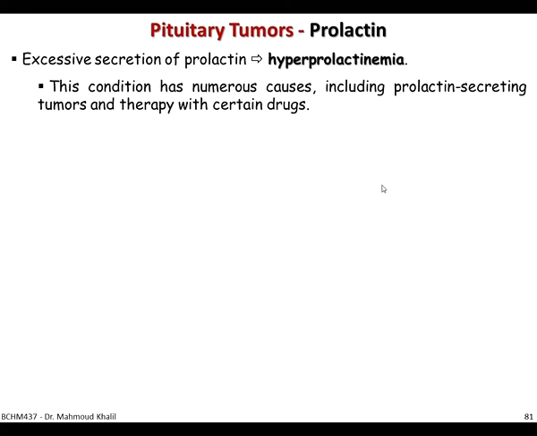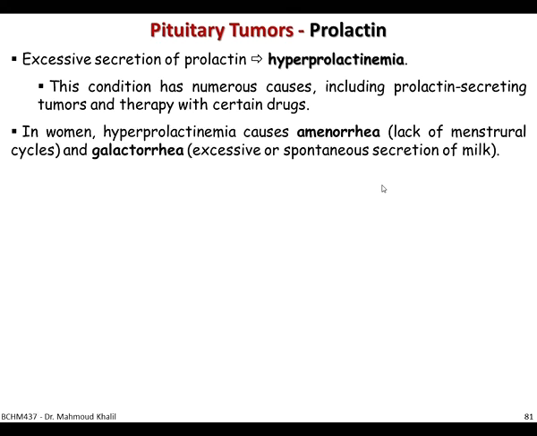So here you can see, in a woman, hyperprolactinemia causes amenorrhea, which is actually the lack of the menstrual cycle, and it can cause as well galactorrhea, which is actually the excessive or spontaneous secretion of milk. So the female in this condition can have milk dripping from the breast spontaneously.